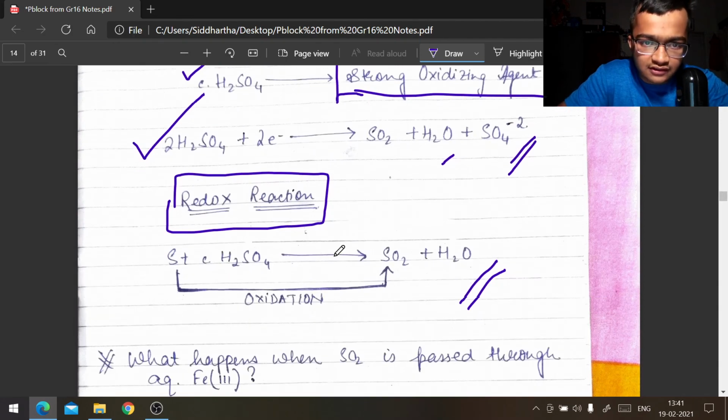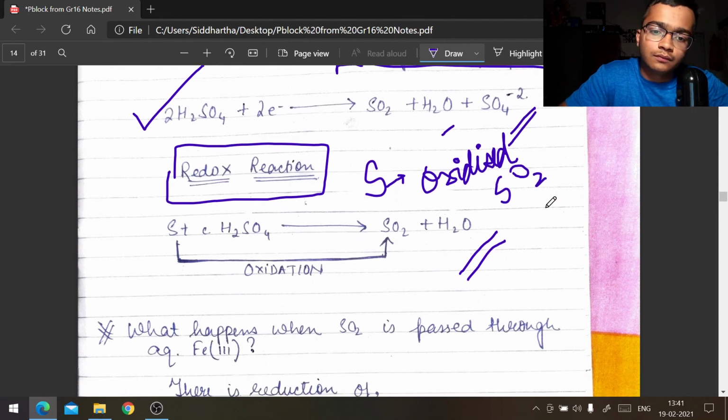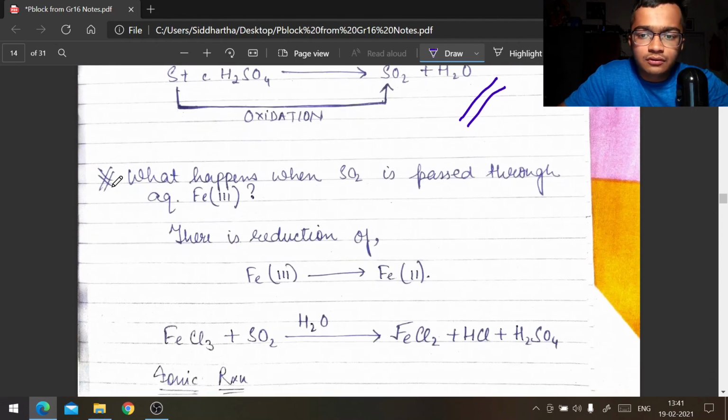So your sulfur, let's write it properly, gets oxidized to SO2. Done.